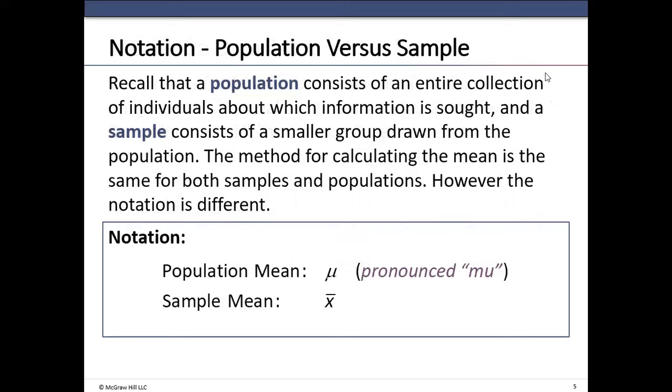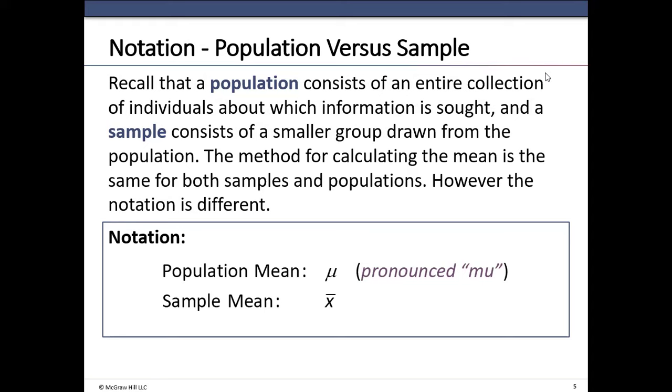Recall that the population consists of an entire collection of individuals about which information is sought, and a sample consists of a smaller group drawn from the population. So a sample is a subset or part of a population. We work with a sample because the population is too large for us to reach conveniently. The method for calculating the mean is the same for both samples and population. However, the notation is different.